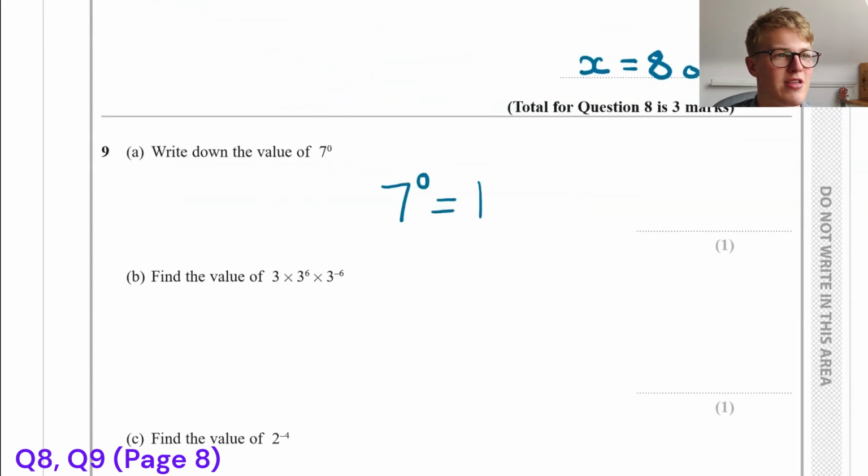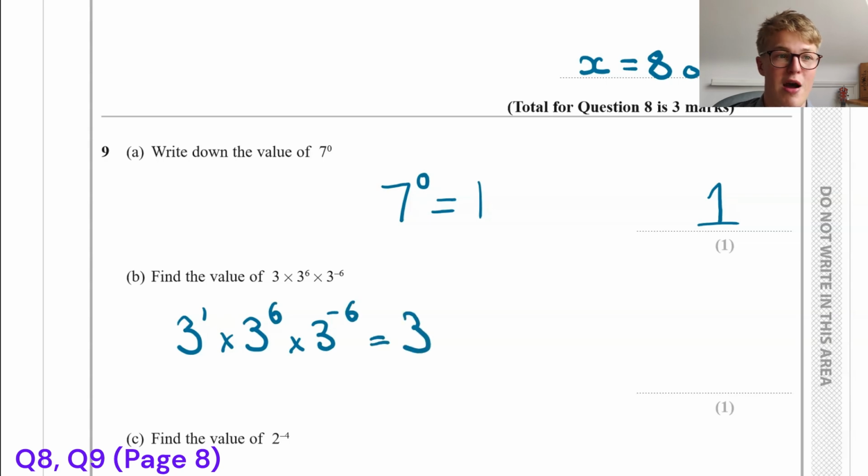Write down the value of 7 to the power of 0. This is just 1 because anything to the power of 0 is 1. Find the value of 3 times 3 to the power of 6 times 3 to the power of minus 6. So 3 is the same as 3 to the power of 1, and then we can look at adding all of the indices. So we do 1 plus 6 minus 6, and that leaves us with 1, so therefore 3 is our answer.